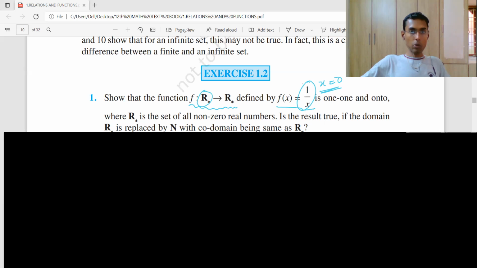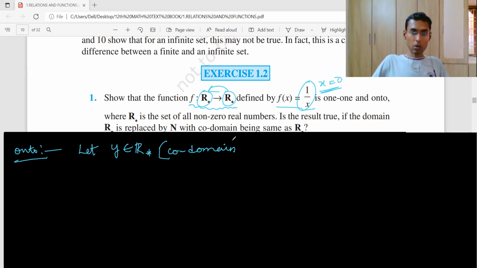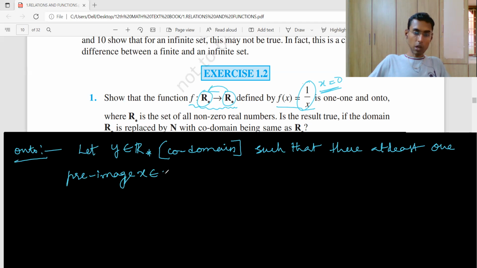Now for onto, every element in the codomain should have at least one pre-image. Yes or no? Yes, sir. Now let y belong to R star, where we are taking the codomain. Yes, sir. From the codomain I take y such that there is at least one pre-image x belonging to R star, that is the domain. In the domain there exists one pre-image, that we need to check.